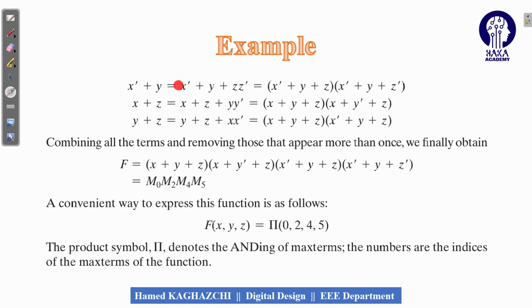Again, using the distributive law, x prime or y or z, x prime or y or z prime, I can write. Similarly, for the second term, if I add y prime, for the third term, if I add x prime, I can find all of the max terms. And if I write the unique max terms here, I will have m0, m2, m4, m5. And the product of max terms is represented in this form that you can see here.